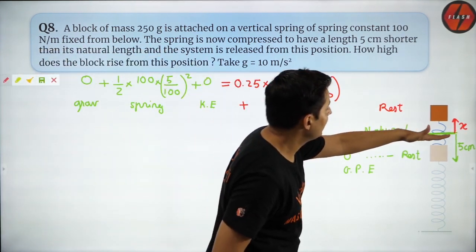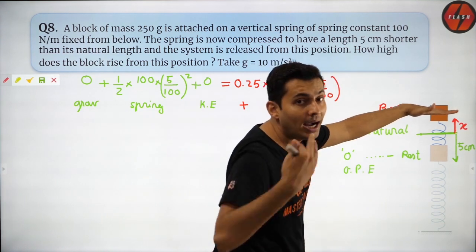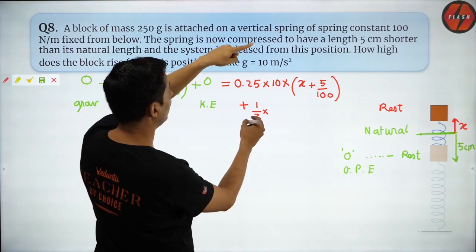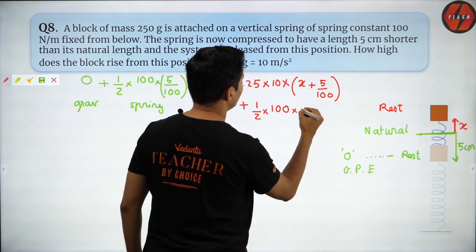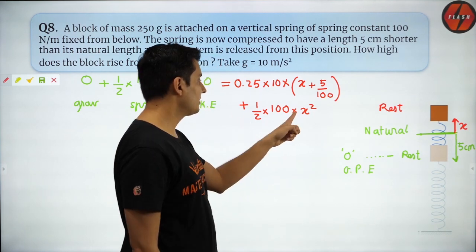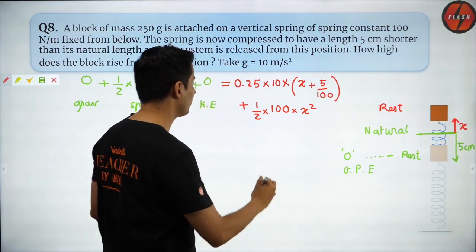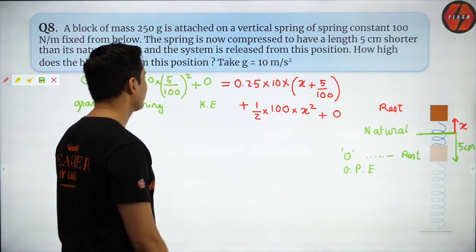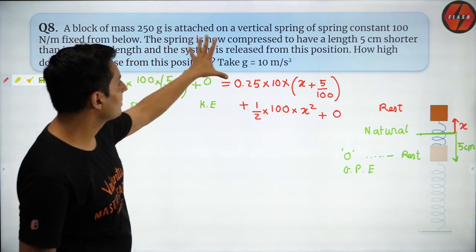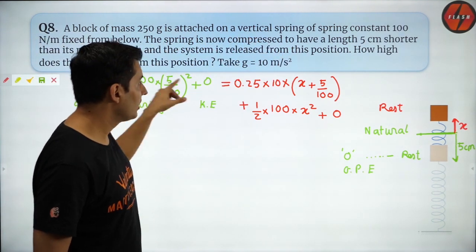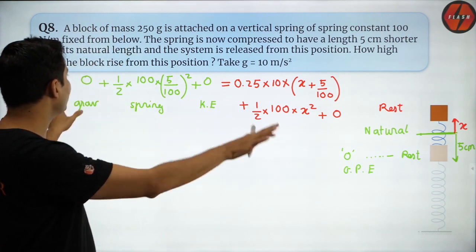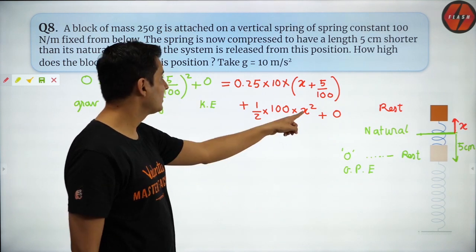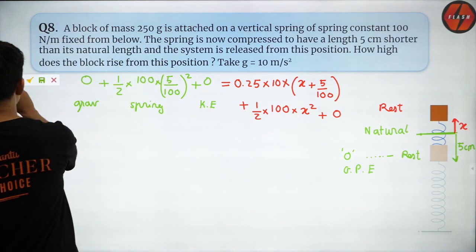Okay, this is at natural length, it's extended by X, so spring energy will be half K, which is 100, into X square. Please understand, X is always measured from the natural length, plus kinetic energy is 0 because it comes to rest. That's it. There is only one unknown in this equation, and that is X. Everything else is known. But this will be a quadratic equation, because there is X square over here. So keep that in mind.